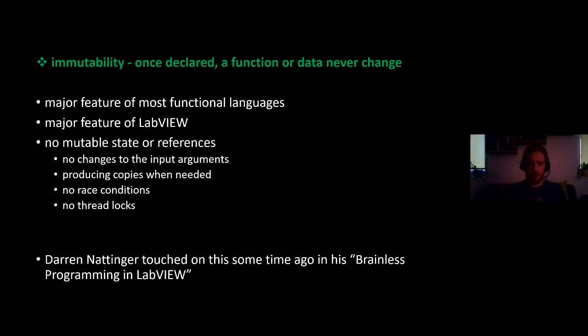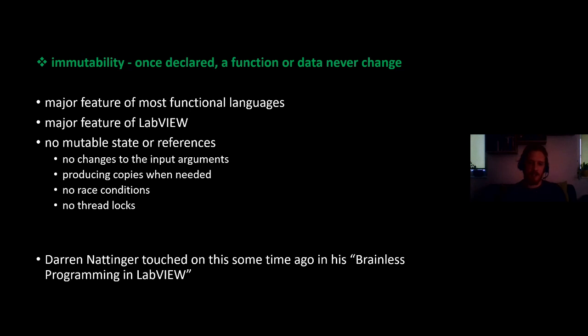There is no mutable state or references, no changes to the input arguments. We are only producing copies of the things that we need when we need them. So that means in an immutable application, there are no race conditions. There are no thread locks, because whenever you need something, you just make a copy of that and you're good. So it's a major feature of LabVIEW, and it's important to actually use it.